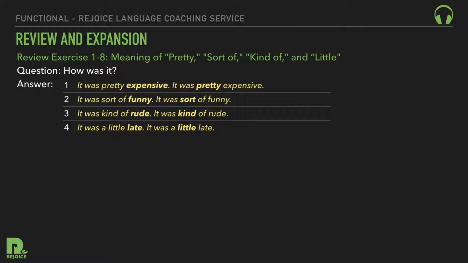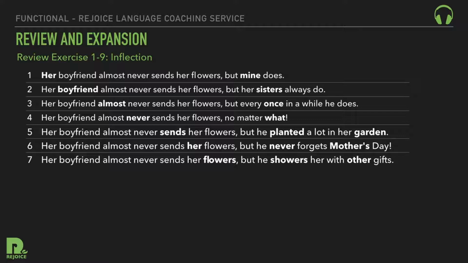Review Exercise 1-9, Inflection. 1. Her boyfriend almost never sends her flowers, but mine does. 2. Her boyfriend almost never sends her flowers, but her sisters always do. 3. Her boyfriend almost never sends her flowers, but every once in a while he does. 4. Her boyfriend almost never sends her flowers, no matter what. 5. Her boyfriend almost never sends her flowers, but he planted a lot in her garden. 6. Her boyfriend almost never sends her flowers, but he never forgets Mother's Day. 7. Her boyfriend almost never sends her flowers, but he showers her with other gifts.